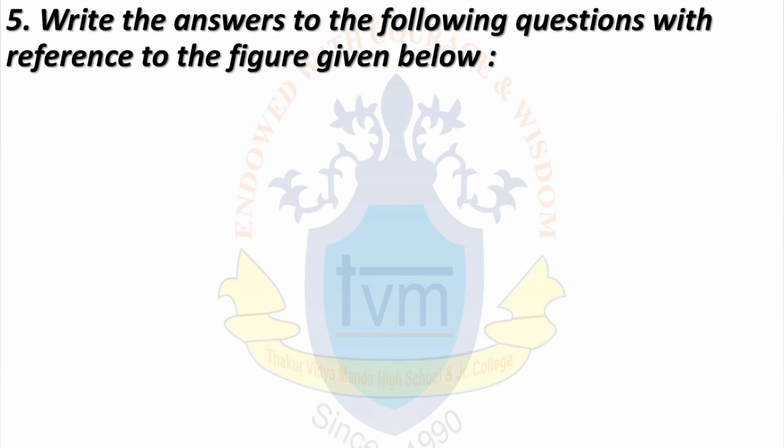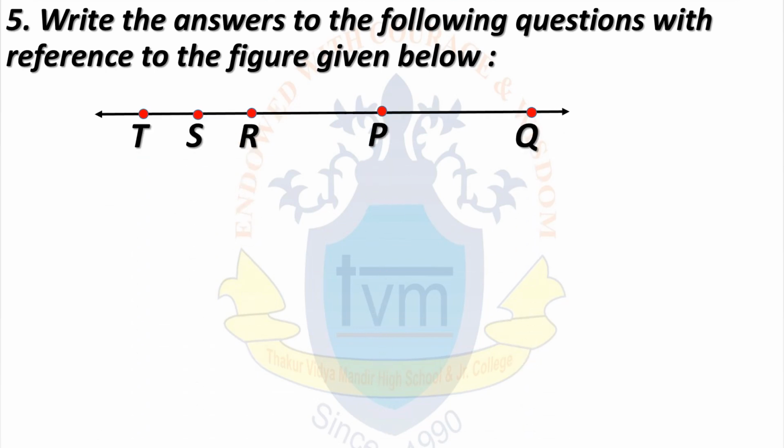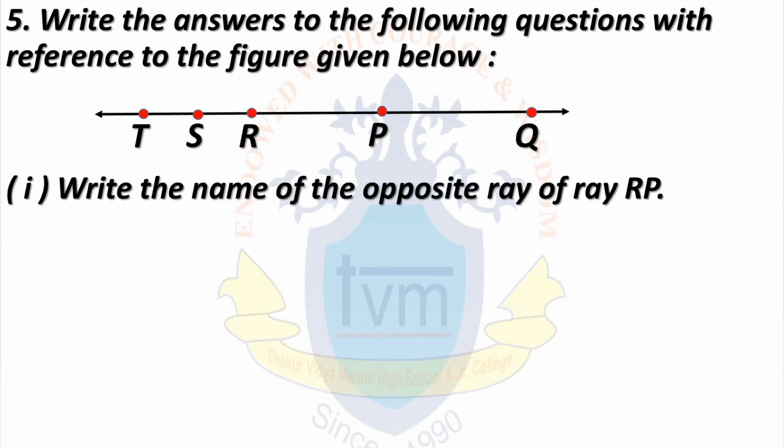Here we have the next question. Write the answers to the following questions with reference to the figure given below. Here we have the figure. With the help of this figure we have to answer the following questions. The first question is, write the name of the opposite ray of ray RP. Look at this figure. You can see a ray with yellow color, this one, I'm talking about this ray. Here point R is the origin of ray RP, or you can say it is ray RQ. These two, ray RP and ray RQ, are two different names of the same ray.